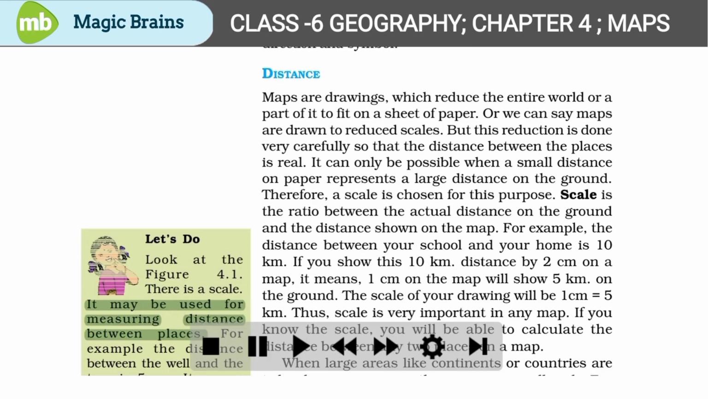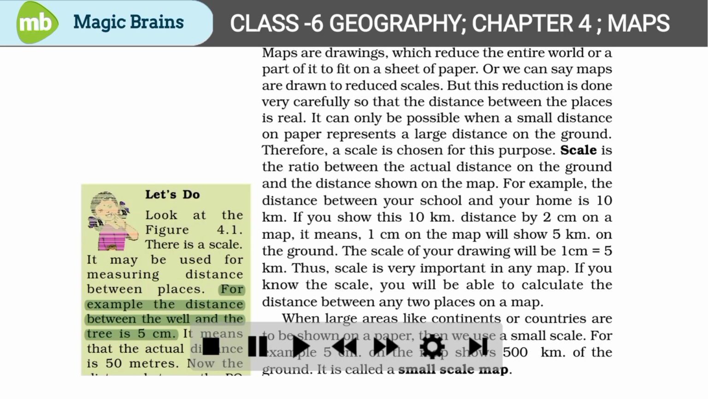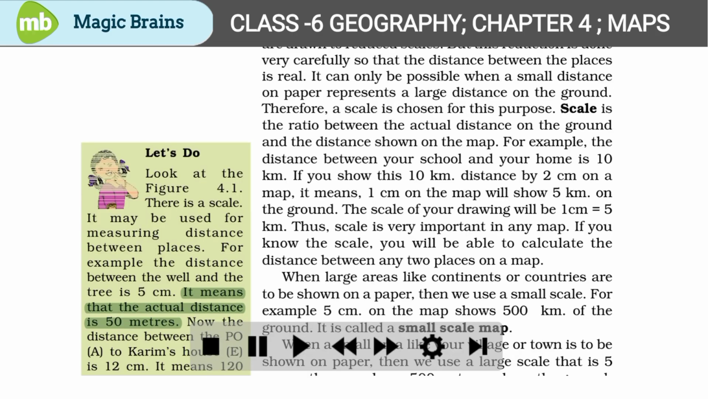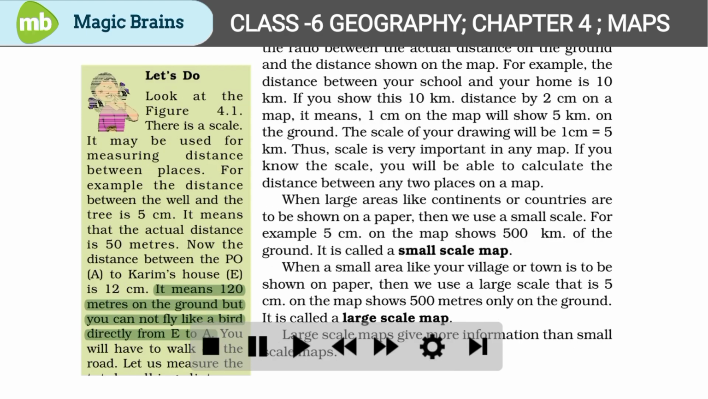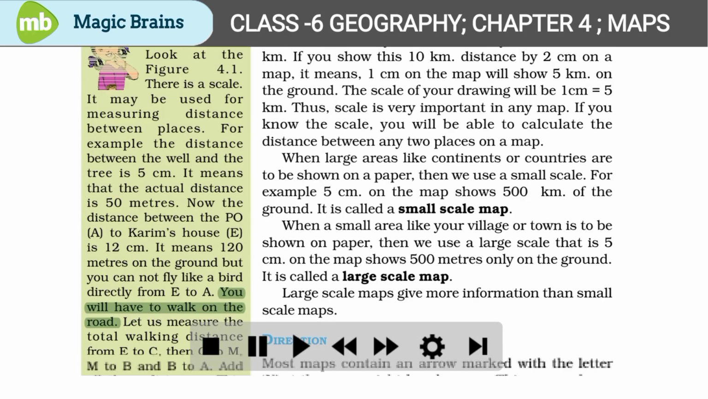There is a scale. It may be used for measuring distance between places. For example, the distance between the well and the tree is 5 centimeters. It means that the actual distance is 50 meters. Now, the distance between the post office A and Kareem's house E is 12 centimeters. It means 120 meters on the ground, but you cannot fly like a bird directly from E to A. You will have to walk on the road.